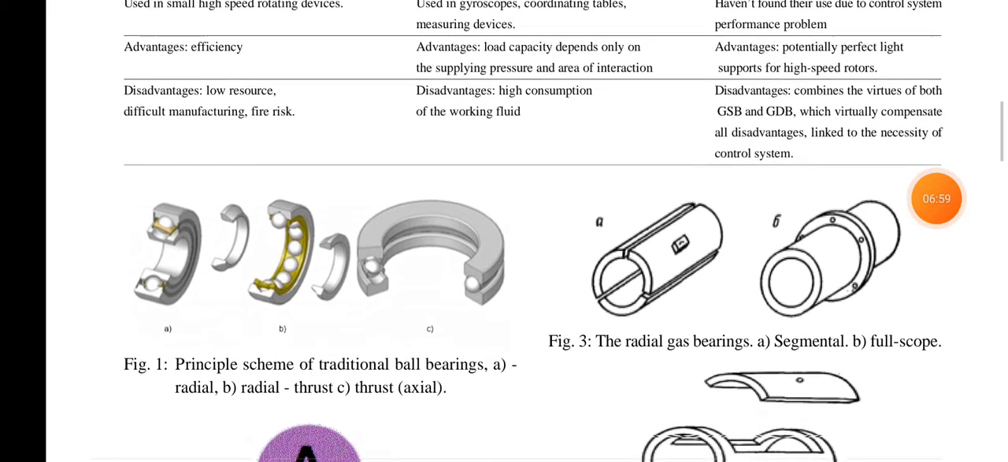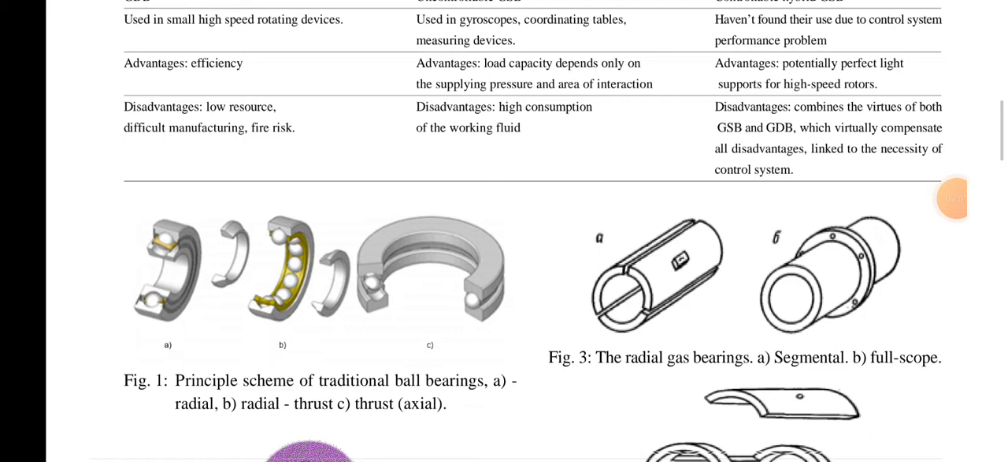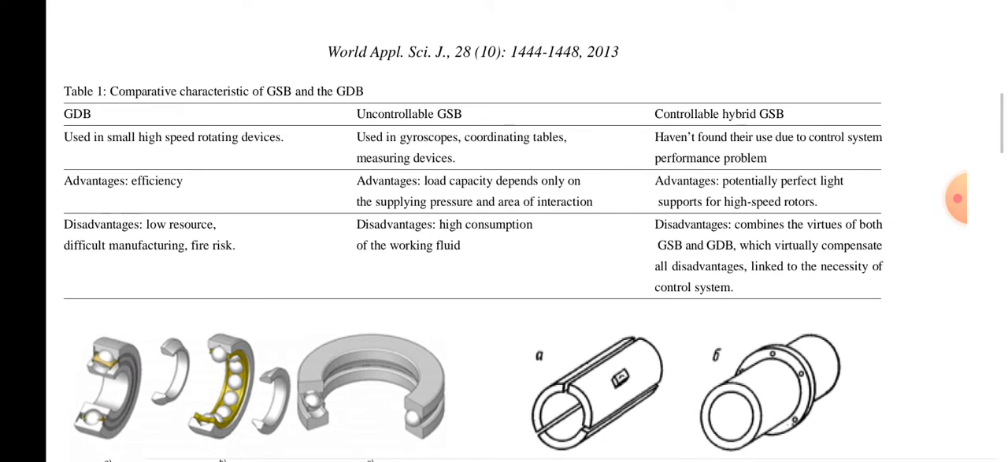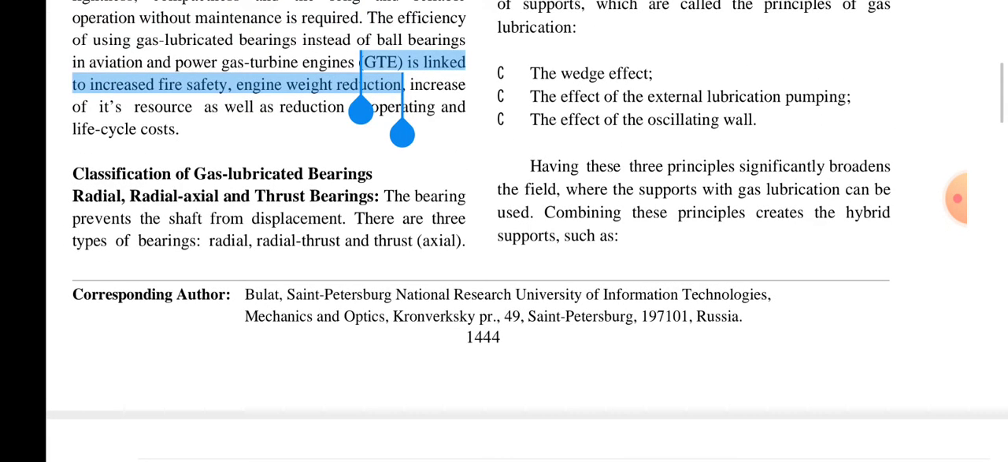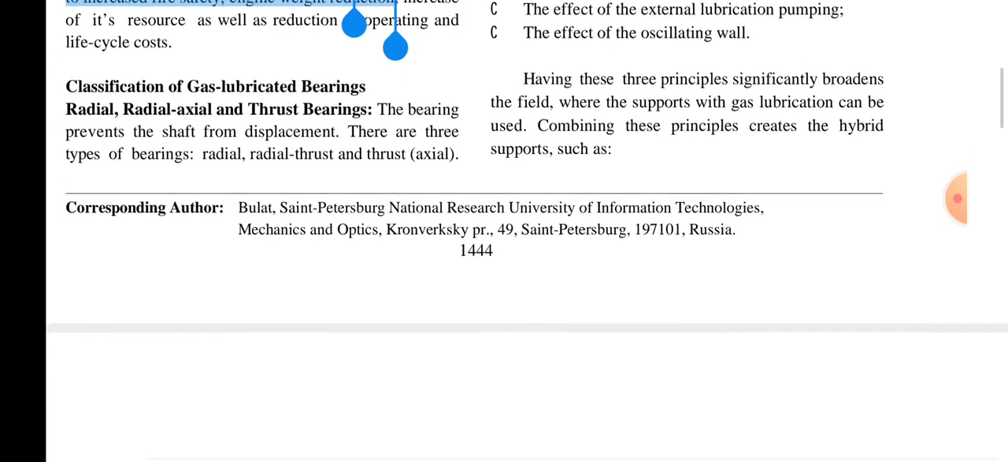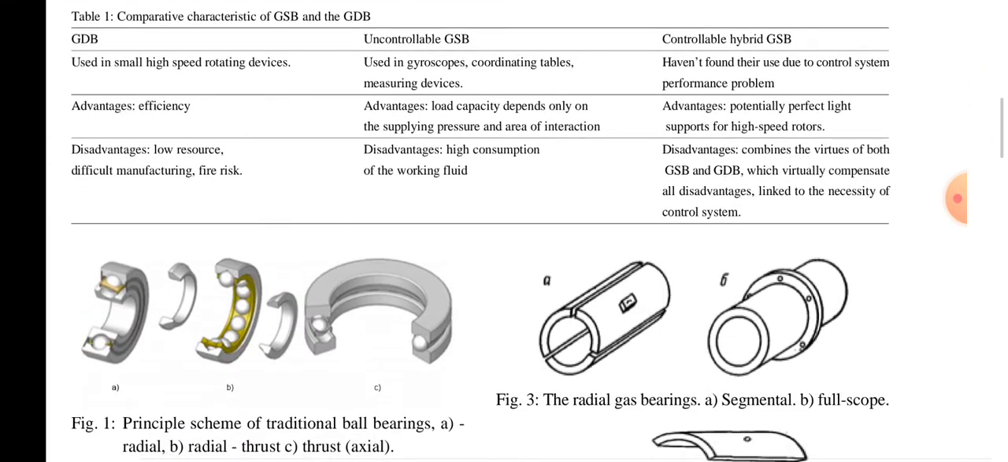See the disadvantages: low resources, difficult manufacturing, fire risk, then high consumption of the working fluid in the case of uncontrollable GSB. Disadvantage of the controllable hybrid: it combines the virtues of both GSB and GDB, which virtually compensate all disadvantages, but there is the linkage to necessary control systems. So these are the comparative differences of the characteristics.